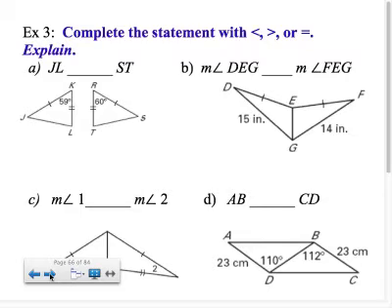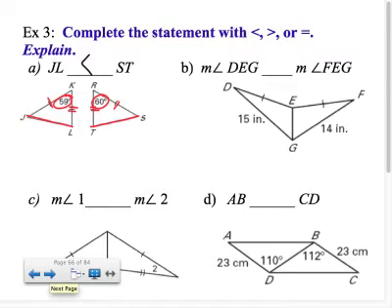Now we're just completing greater than, less than, or equal to, and then we have to quickly explain. I'm not going to write down the explanation, but we'll talk about it. In part A, it's asking how does JL relate to ST. First of all, congruent sides. 60 is bigger than 59, which means ST has to be bigger than JL, or another way of saying that is JL is less than ST. And again, that all comes from the hinge theorem. The included angle is smaller, so the side has to be smaller.